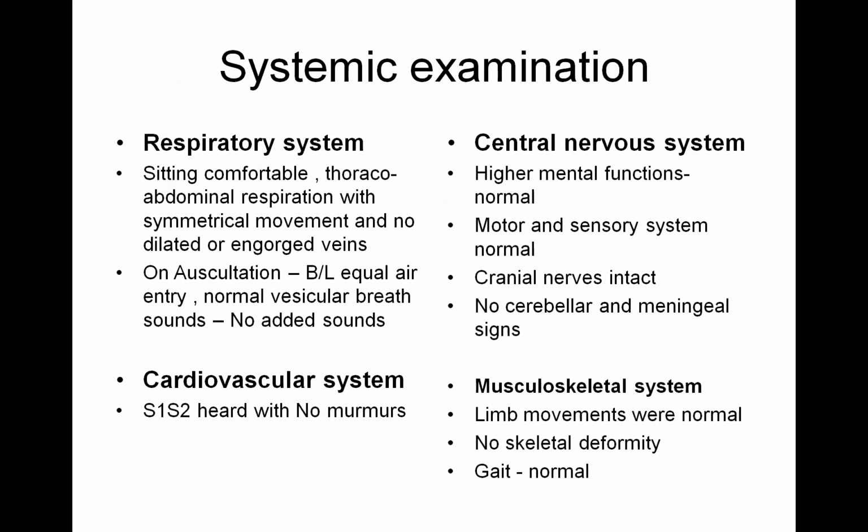Systemic examination, respiratory system. After sitting comfortably, she has thoraco-abdominal respiration with symmetrical movement and no dilated or engorged veins. On auscultation, bilateral equal air entry is present with normal vesicular breath sounds and no added sounds. Cardiovascular system, S1, S2 heard with no murmurs. Central nervous system, her higher mental functions were normal, motor and sensory systems were normal, cranial nerves were intact, no cerebellar and meningeal signs. Musculoskeletal system, limb movements were normal, no skeletal deformity, and gait was normal.